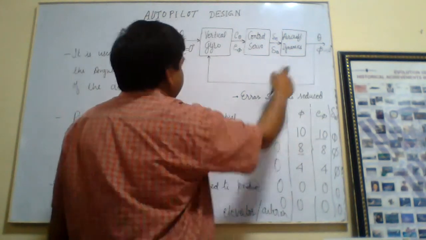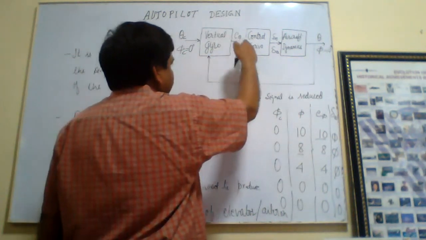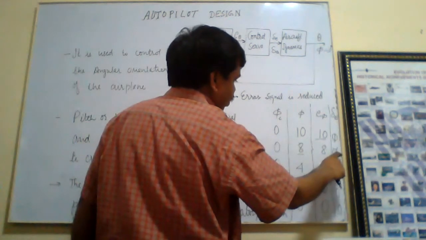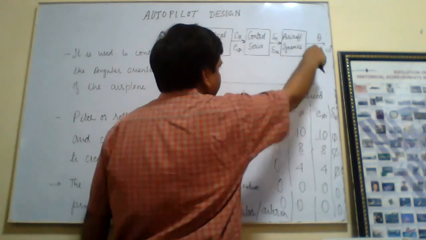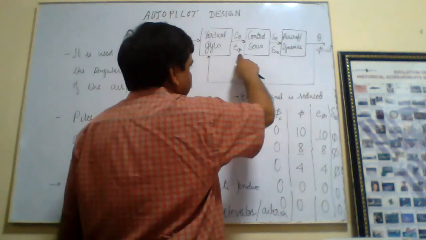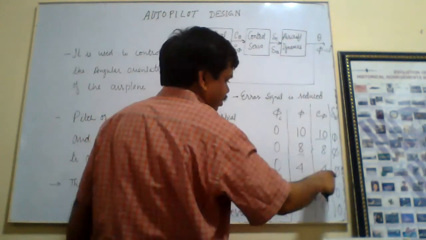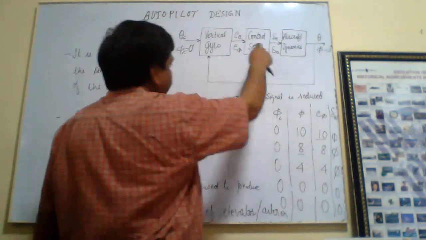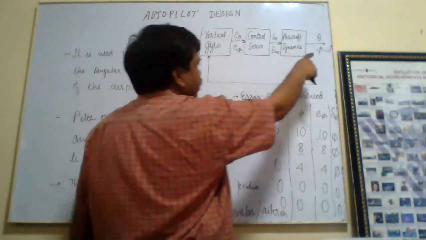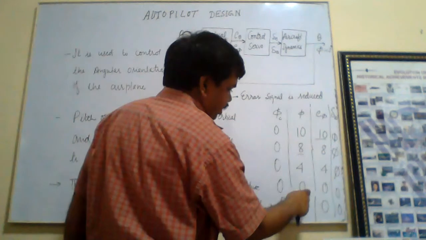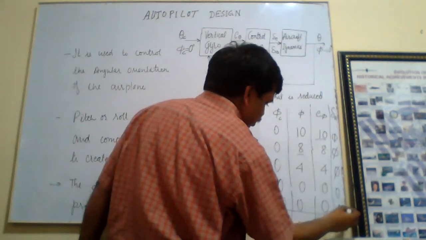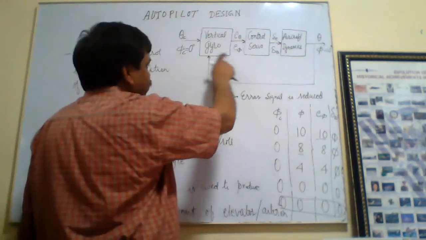Then again, for that reduced bank angle, the vertical gyro will compute the error. Corresponding to that error, there will be non-zero aileron deflection. Again, it will go to the aircraft dynamics, and this will further reduce the error. Corresponding to the reduced error, the aileron will be deflected, and it continues similarly up to the commanded phi angle, and then the actual phi angle becomes 0. Then there will be no error and no aileron will be deflected. There should be no error.